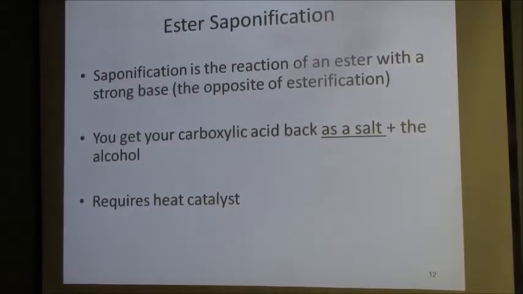All right, esters can undergo a reaction with strong bases called saponification. This is how we make soaps. So you're going to get your carboxylic acid back in a salt form, and then you're also going to get the alcohol back.